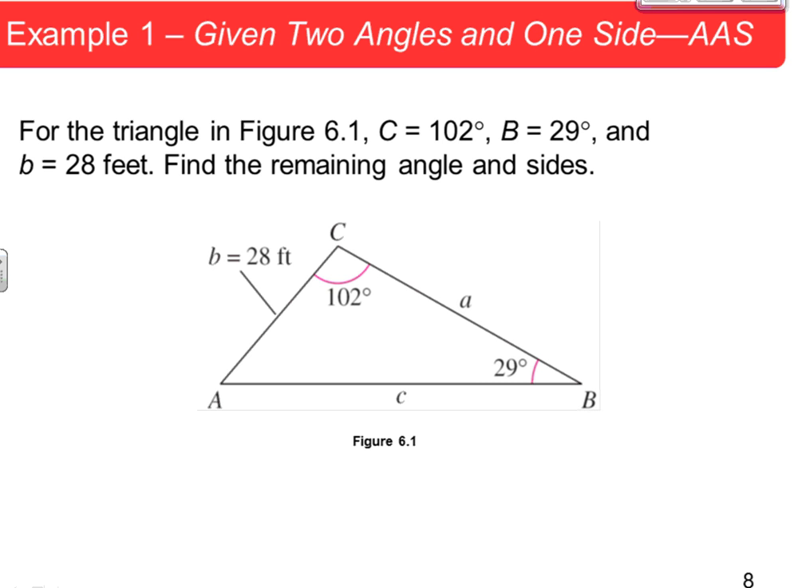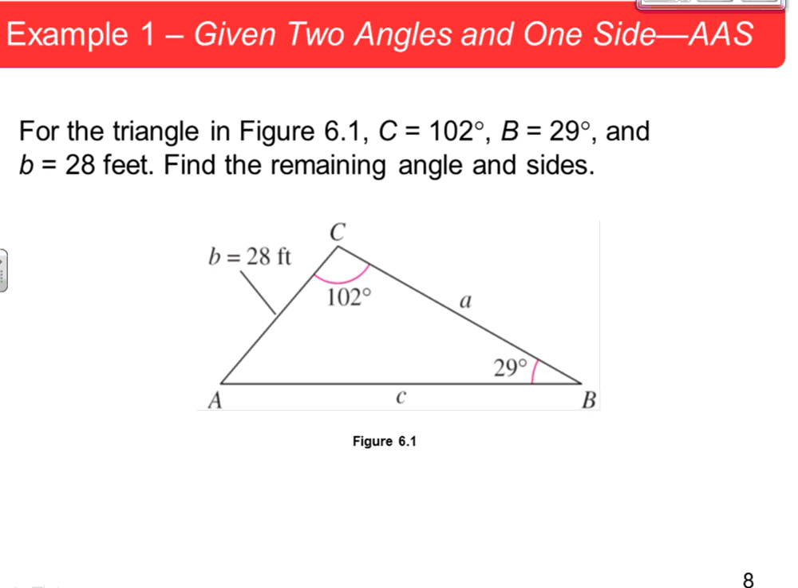Angle C is 102 degrees. Make sure your calculator is set in degrees for this little part. And angle B is 29 degrees. And side b is 28 feet, and you're to find the remaining angle and sides. And if you look at the way this triangle is marked, you would consider that angle-angle-side. So there's an angle of 29, an angle of 102, and then the side of 28 that follows as you go around the triangle.